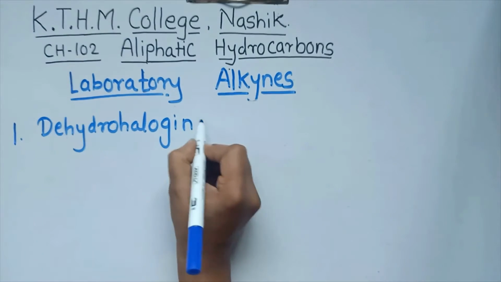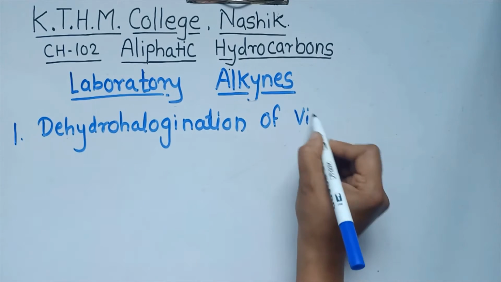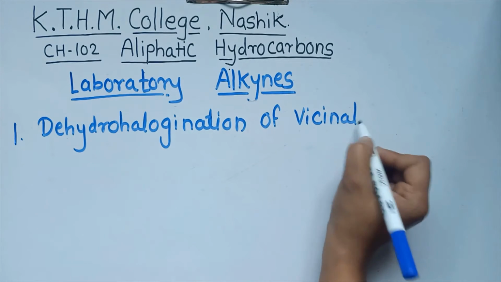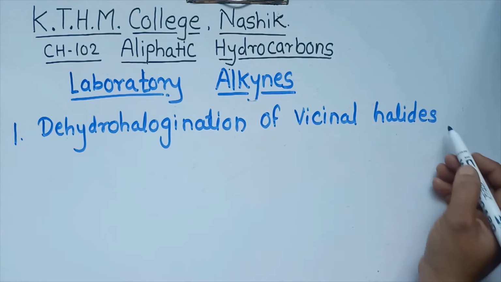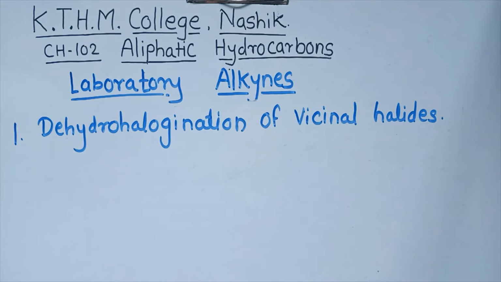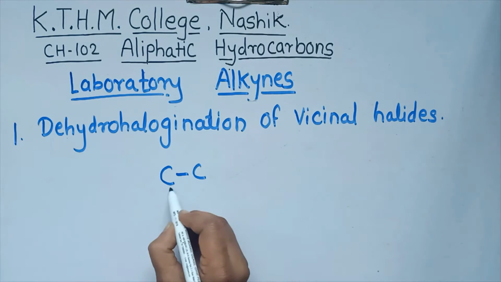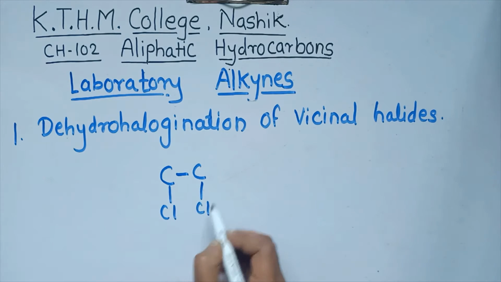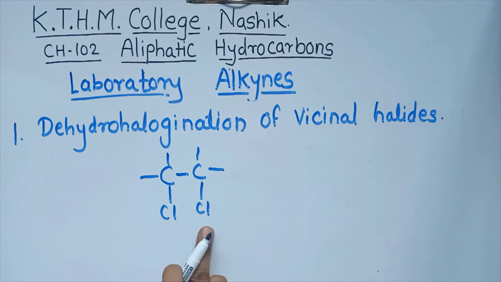So the first laboratory preparation of alkynes is dehydrohalogenation of vicinal halides. So first we see what are vicinal halides. The halogen which is present at two adjacent carbon atoms, those compounds are called vicinal halides.